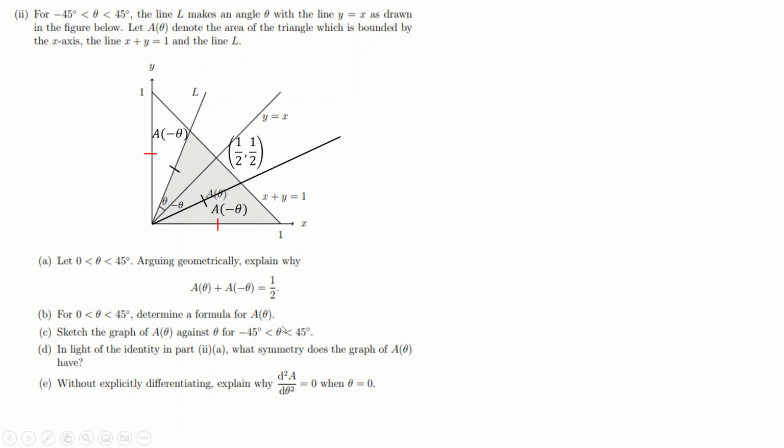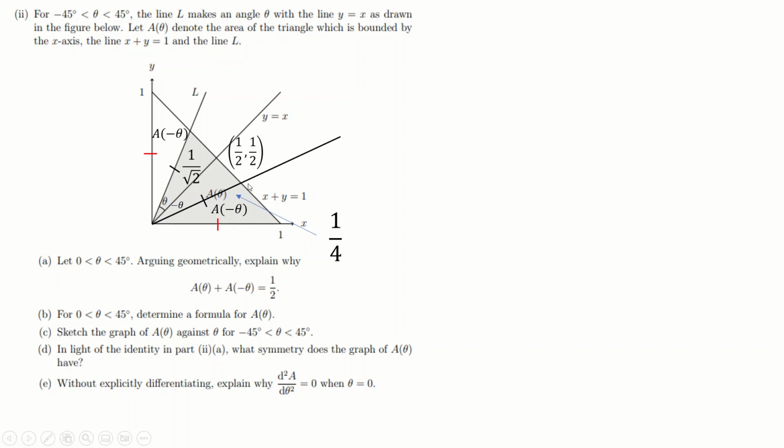Now, next bit, determine a formula for A of theta. It's very vague as to what formula it wants. I don't know whether all methods would lead to the same formula. This is the point (a half, a half) because it's on the line y equals x. So I can say a couple of things here. Firstly, this length is a half squared plus a half squared, square rooted, which is 1 over root 2. I can also say that this area is a quarter, because it's 1 times a half, because it's a triangle. So that area there is a quarter.